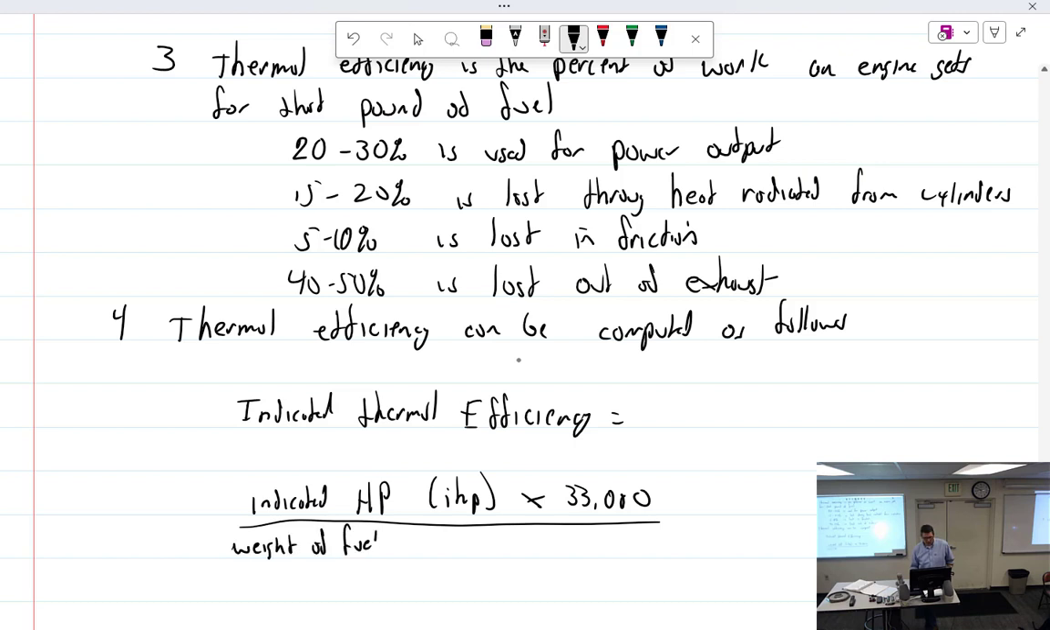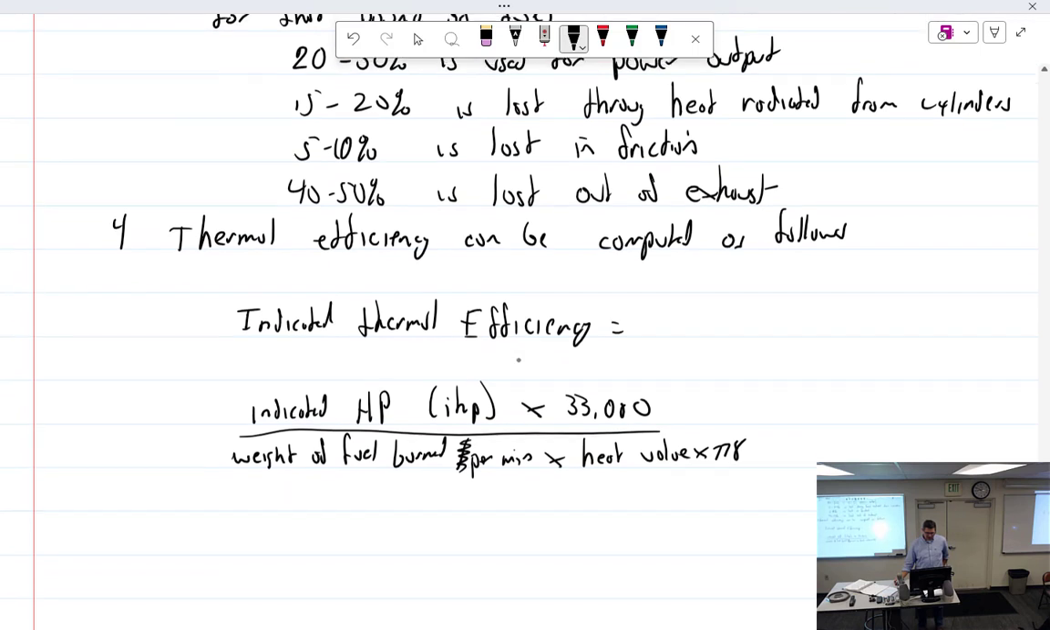per minute, times its heat value times 778.